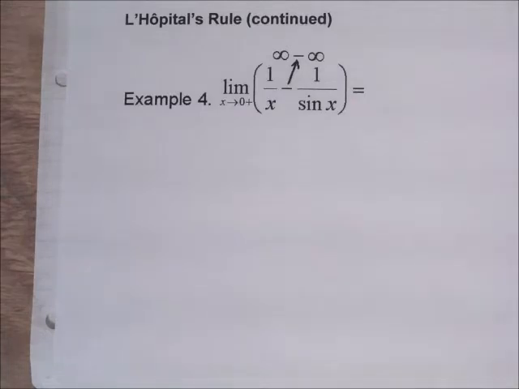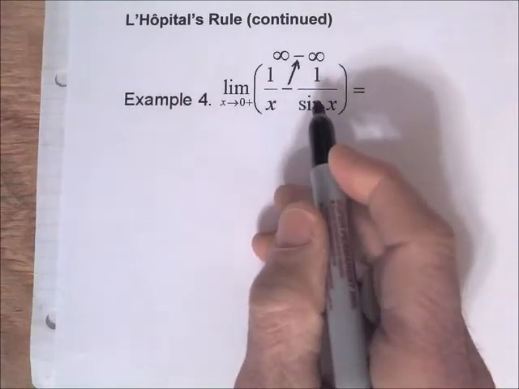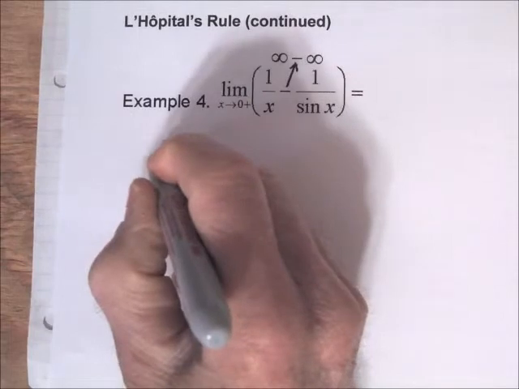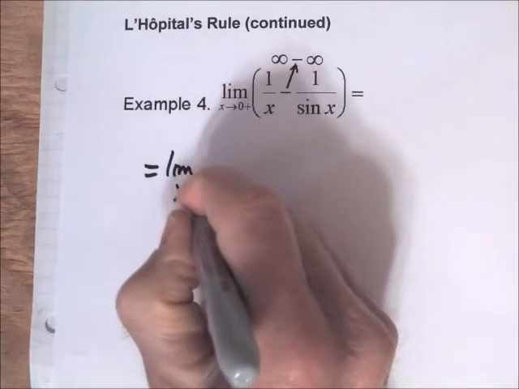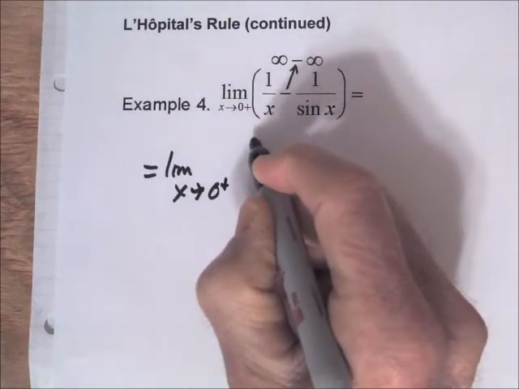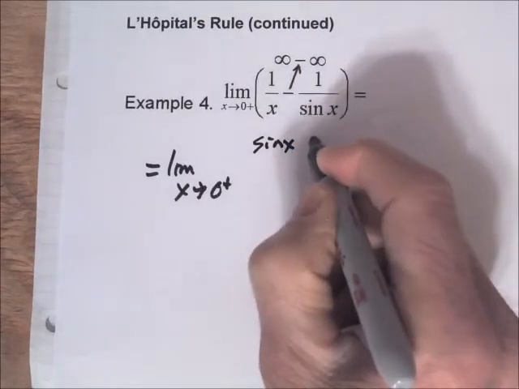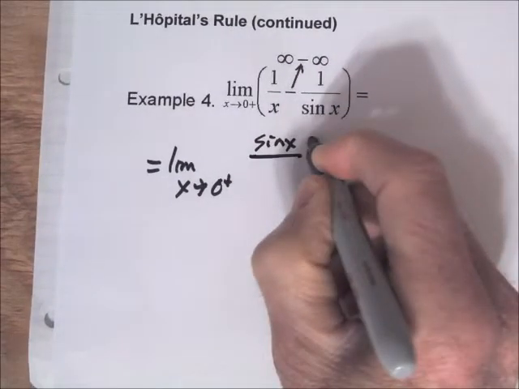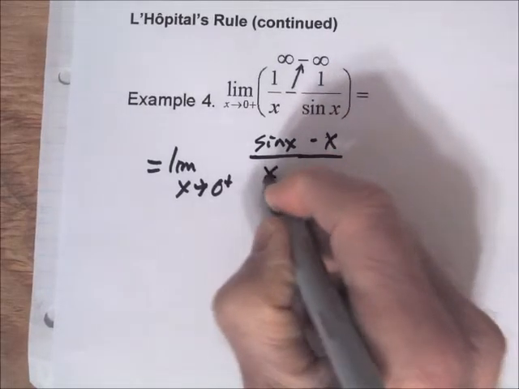Let's see if we can manipulate this to get into one of the forms 0 over 0 or infinity over infinity. We could maybe combine these fractions to get a common denominator. The limit as x goes to 0 from the positive side, multiply top and bottom by sine x, and top and bottom there by x, and we'll get sine x minus x over x sine x.